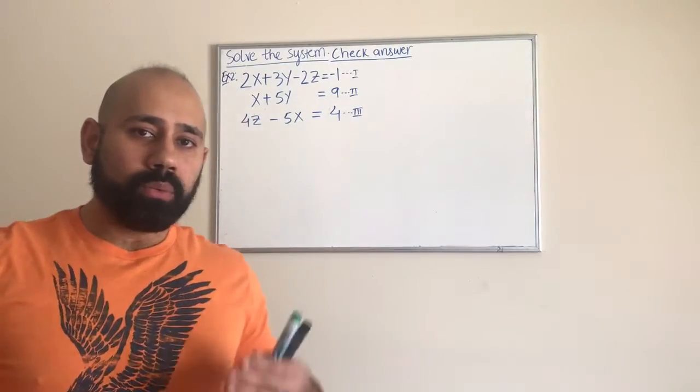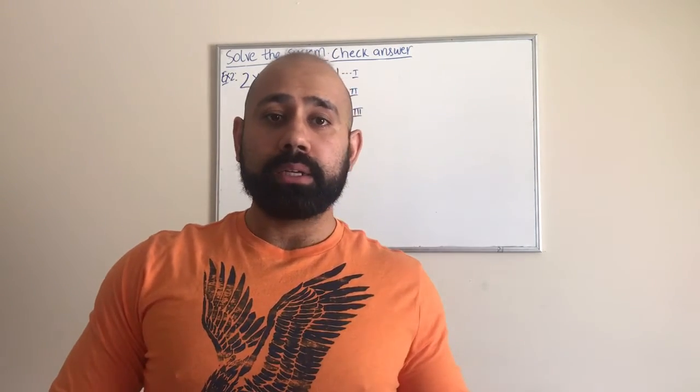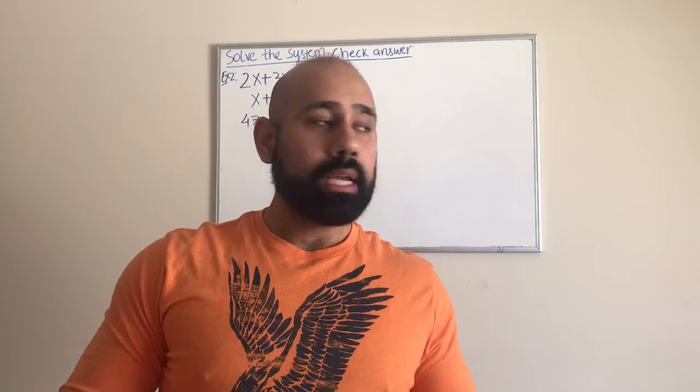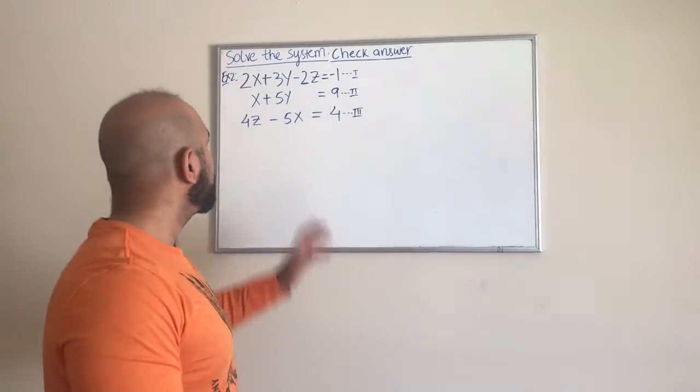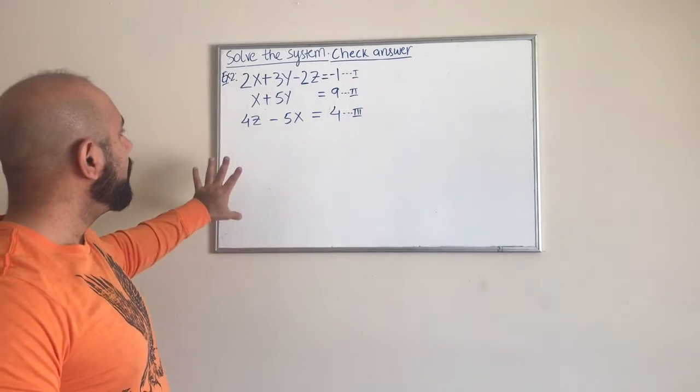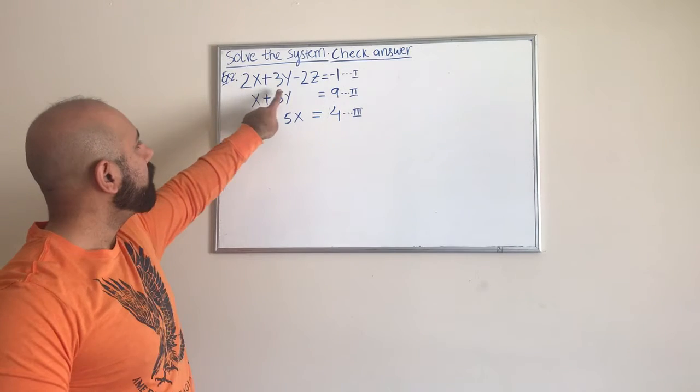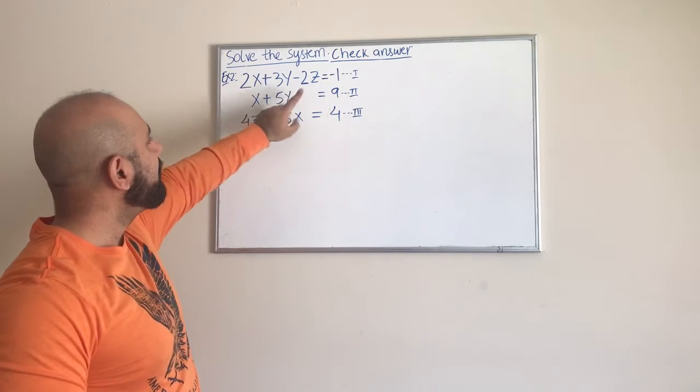Okay guys, let us look at one more problem on a system of 3 by 3 equations. And here we have the three equations right here. Now, please look at the equations carefully. This is 2x plus 3y minus 2z. So x, y, z are aligned nicely.